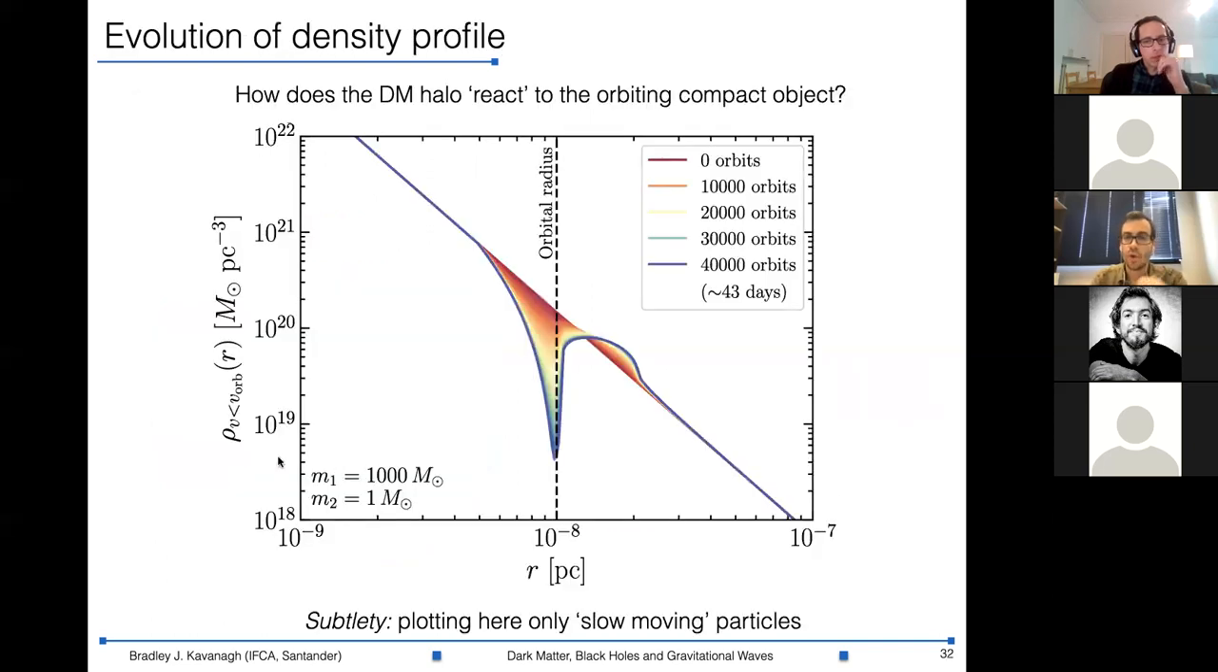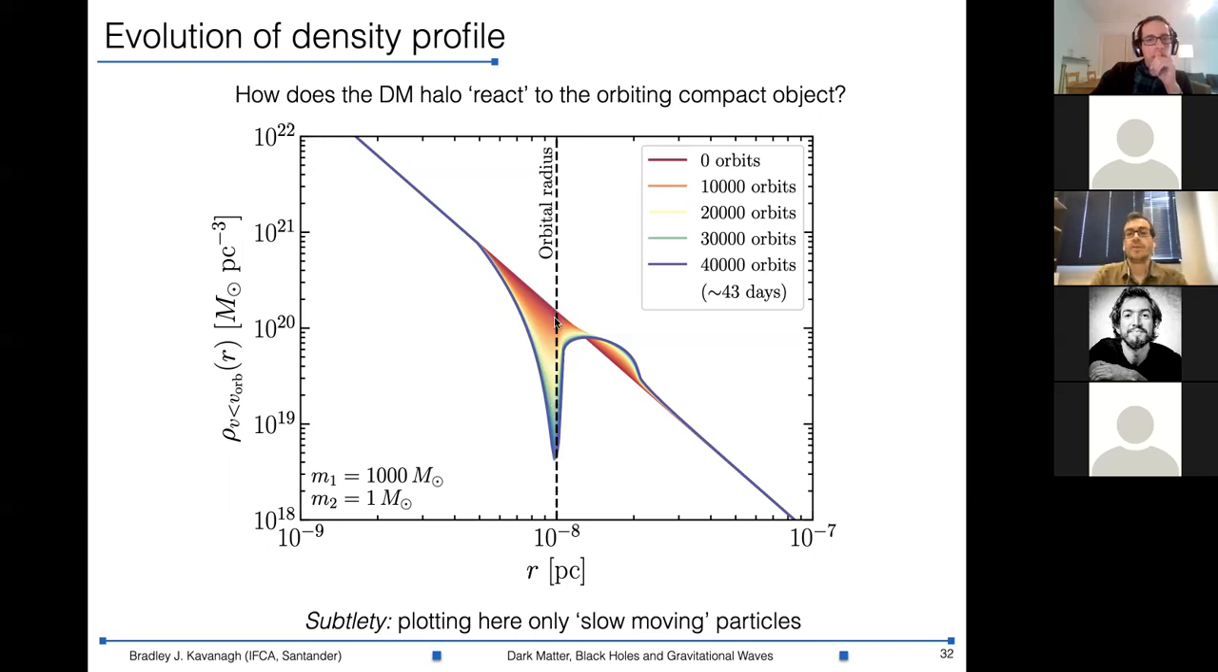Okay, and so what you get is something like this. If you look at how the density profile of dark matter evolves as a function of time. Okay, and so here I'm fixing the orbital radius of the small object. So I'm allowing it to orbit, but I'm not allowing it to inspiral at all. I'm just kind of setting up like a test case where I'm just injecting energy into the halo, and I don't care about the rest of the system.